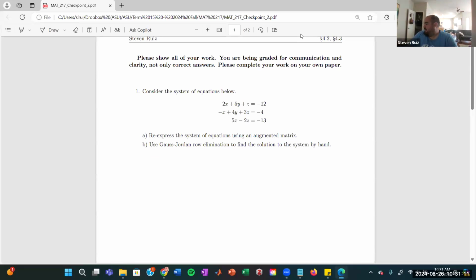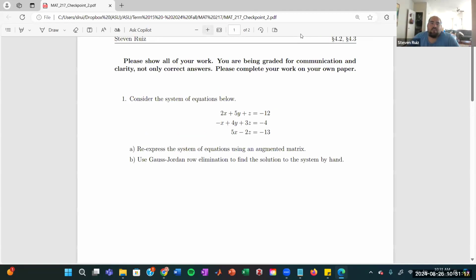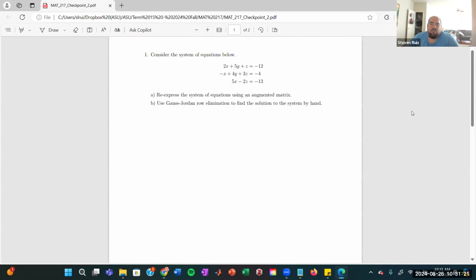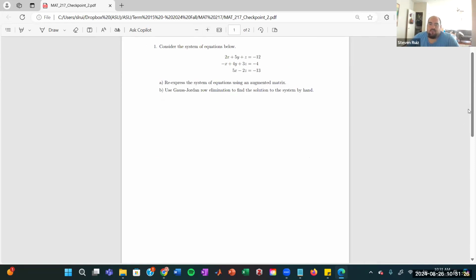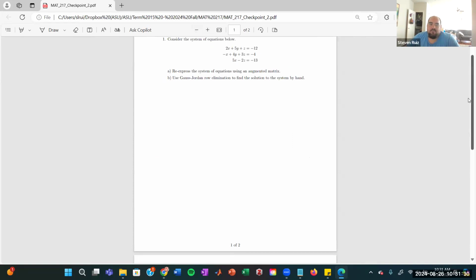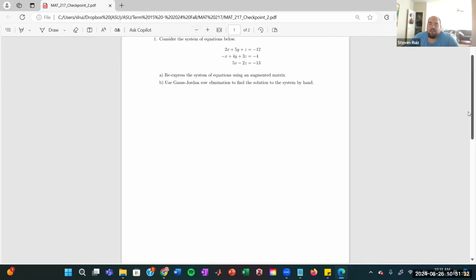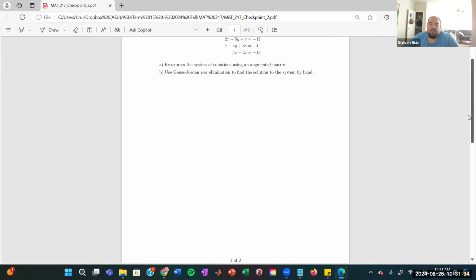All right, let's take a look at the checkpoint questions for module number 2. So this first question here asks us to set up this system of equations as a matrix by hand and solve it. So let's walk through that. So first thing we need to do here is to build this matrix up. So we're going to take our 3 equations, write this as an augmented matrix.